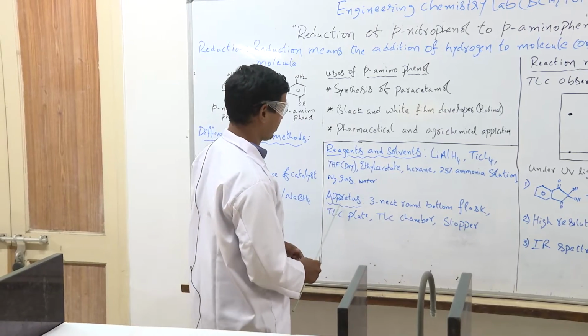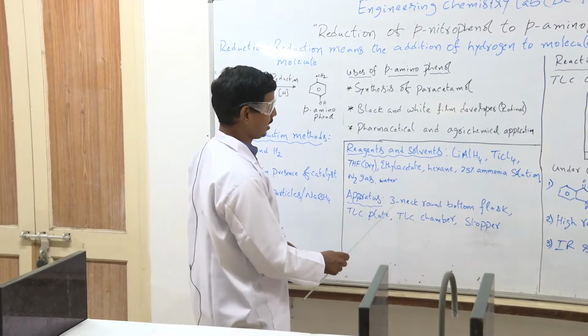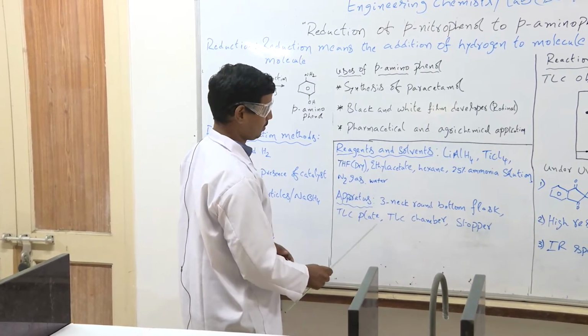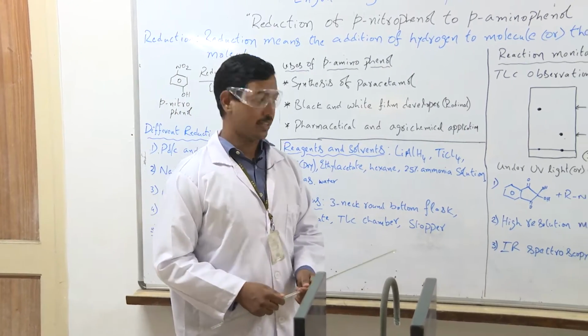Now we will see the apparatus. What apparatus is required for the reaction? For this reaction we require a 3-neck round bottom flask, TLC plate, TLC chamber, stopper, etc.